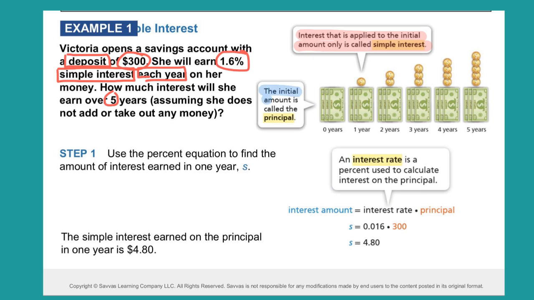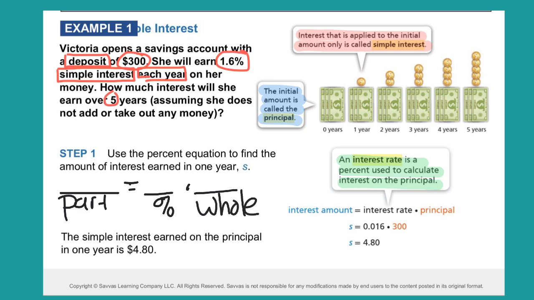Second, the initial amount is called the principal. That's the money we're going to start with or we're talking about. And then we have an interest rate, which is a percent used to calculate the interest. All right, so it looks like we are going to use the percent equation again. Now they're going to use different words, but I think we can just go like this again. Part equals percent times whole.